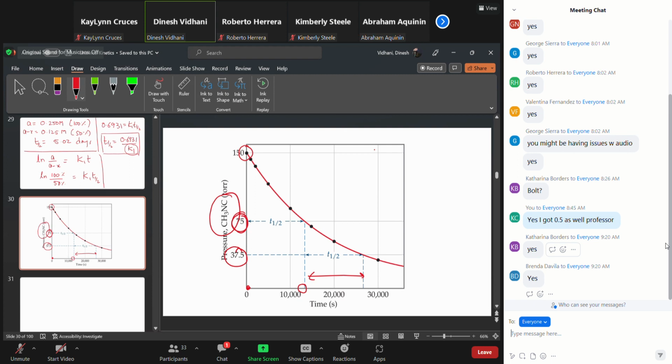It's the same thing. Yeah, it is the same thing. Is it 10 to 30, not 20,000 seconds?